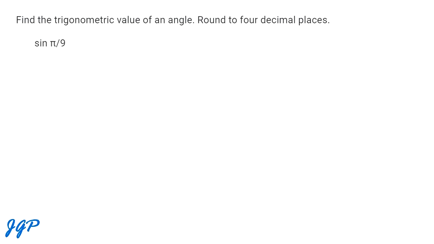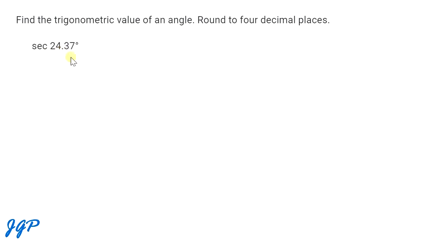So, let's write the answer. So, this one is equal to 0.3420201433. Again, you need to round your answer to 4 decimal places. Hanggang dyan, since ang pang-fifth natin ay 2. So, meaning, the value for sine pi over 9 is equal to 0.3420.